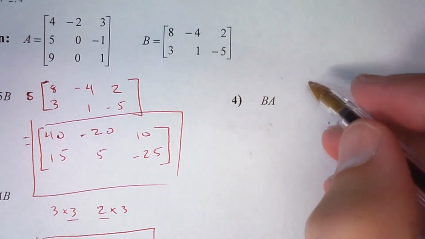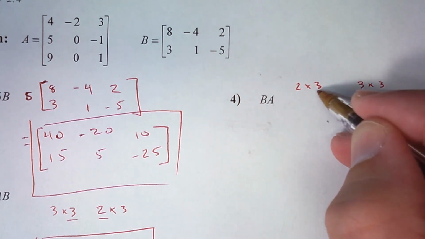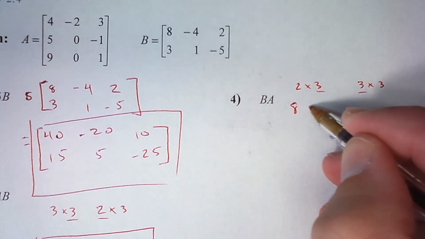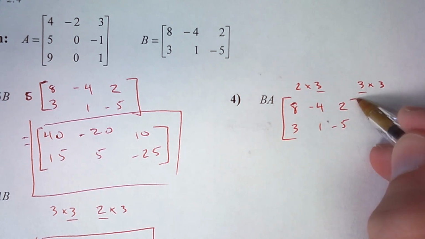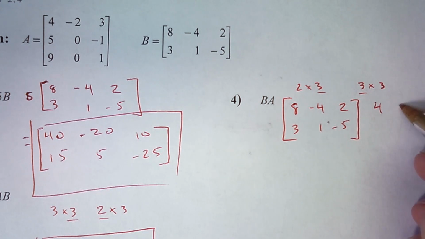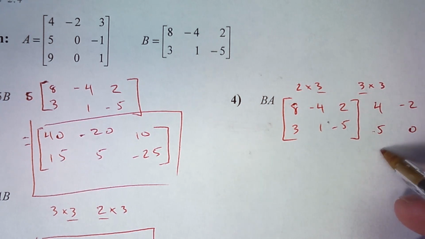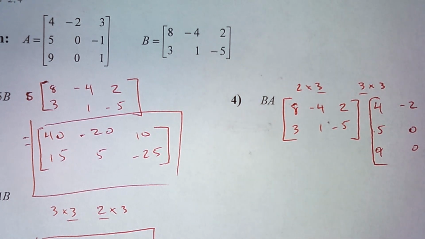And then matrix B times matrix A. So I have a 2 by 3 and a 3 by 3, and the inner dimensions do match, so this is possible. So I've got 8, negative 4, 2, 3, 1, negative 5, times 4, negative 2, 3, 5, 0, negative 1, 9, 0, 1. And these outer dimensions tell me that my product will be a 2 by 3 matrix.